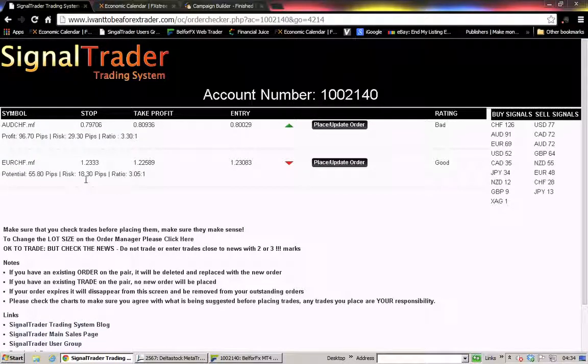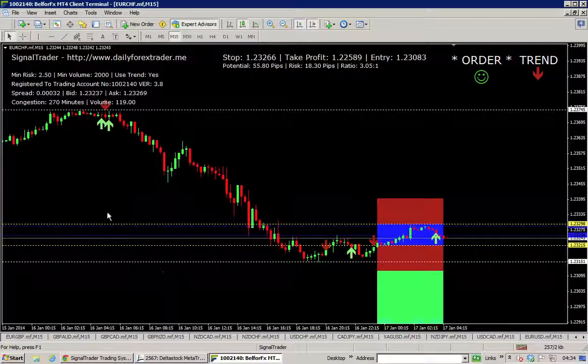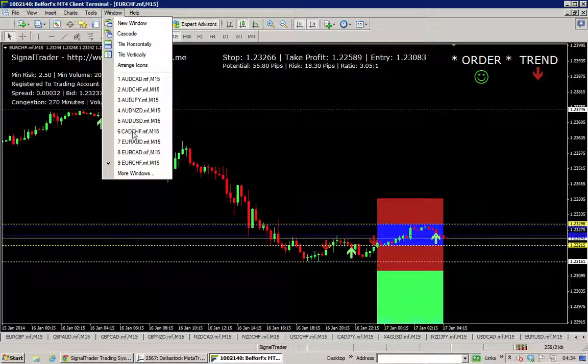Okay, so Aussie Swissy, it's saying don't buy that. The Aussie dollar has been sold off pretty much for yesterday. It's been hanging around. I don't really want to touch it at the moment. So here's today. Euro Swissy we're not touching because of the news.